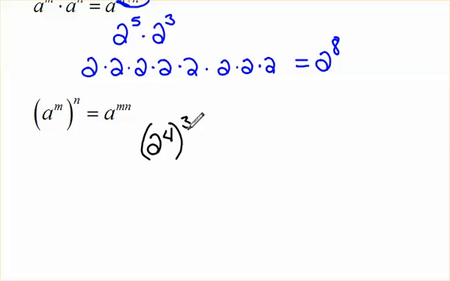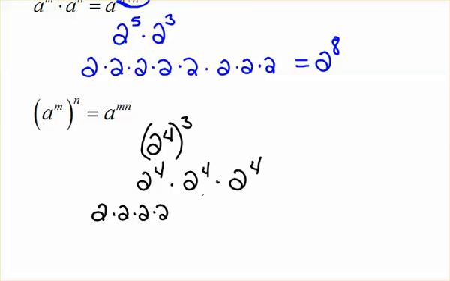The third power means we're going to be multiplying it to itself 3 times. So that would be 2 to the 4th times 2 to the 4th times 2 to the 4th. If we take 2 to the 4th and just look at it, doesn't that mean to multiply the base to itself 4 times? So that would be 2 times 2 times 2 times 2.